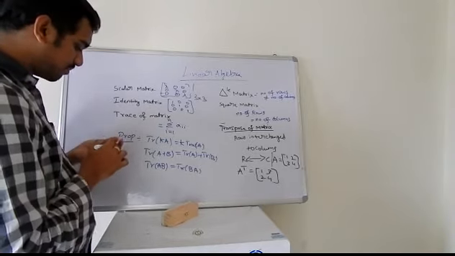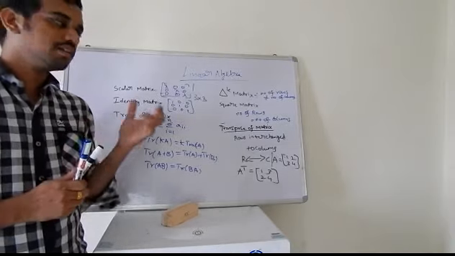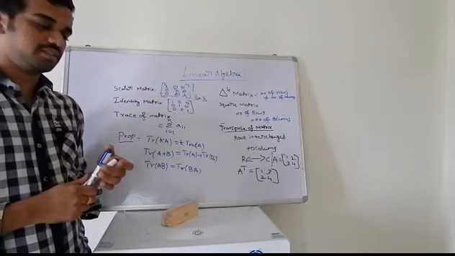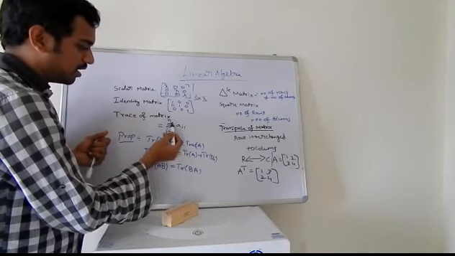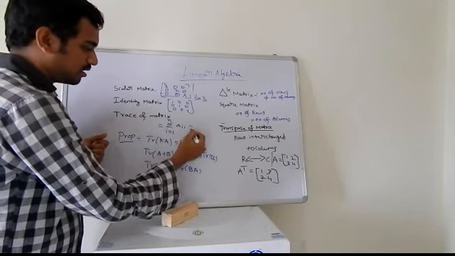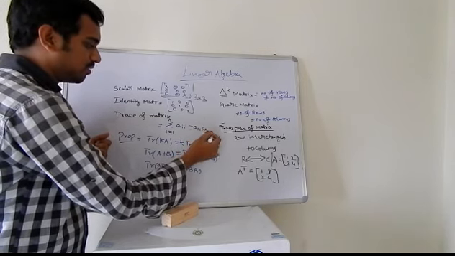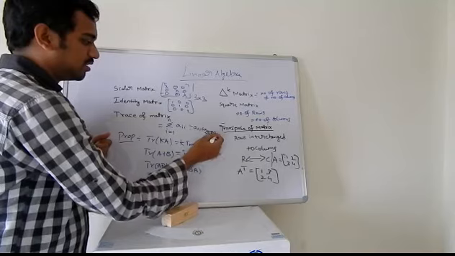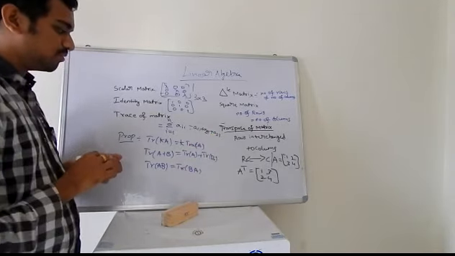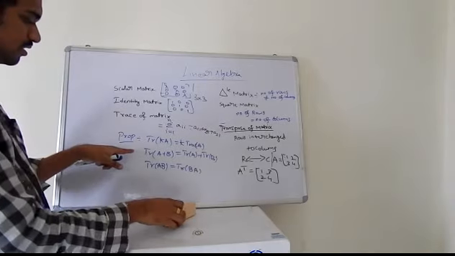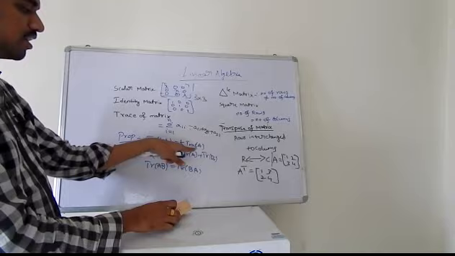And the trace of the matrix. We have to find the trace. The trace is nothing but the sum of the diagonal elements, that is sigma i equals 1 to n of aii, so a11 plus a22 plus a33 and so on up to n terms. This is the trace of the matrix. These are some of the properties of the trace. Trace of kA is equal to k times trace of A.